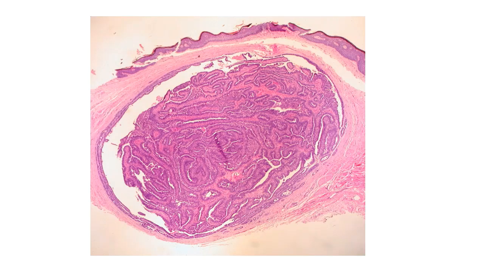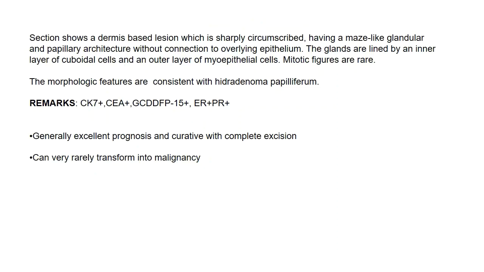Now, coming to the next entity, what you see here is a very well circumscribed dermal lesion having a maze-like glandular and papillary architecture without connection to the overlying epithelium. The glands are lined by an inner layer of cuboidal cells and an outer layer of myoepithelial cells. Mitotic figures are quite rare.